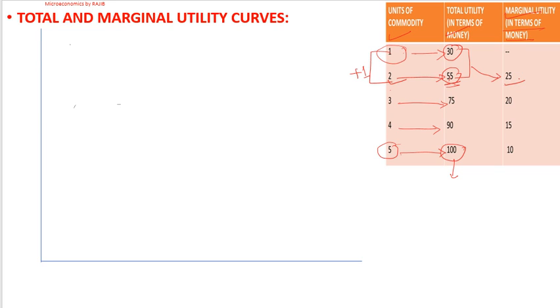And for the first unit, marginal utility is not defined. Actually you may say the marginal utility here is also 30. You may say total utility and marginal utility are the same here, but according to its definition, this is not the marginal. So you may say marginal utility for the first unit cannot be defined. This is important, you have to remember.